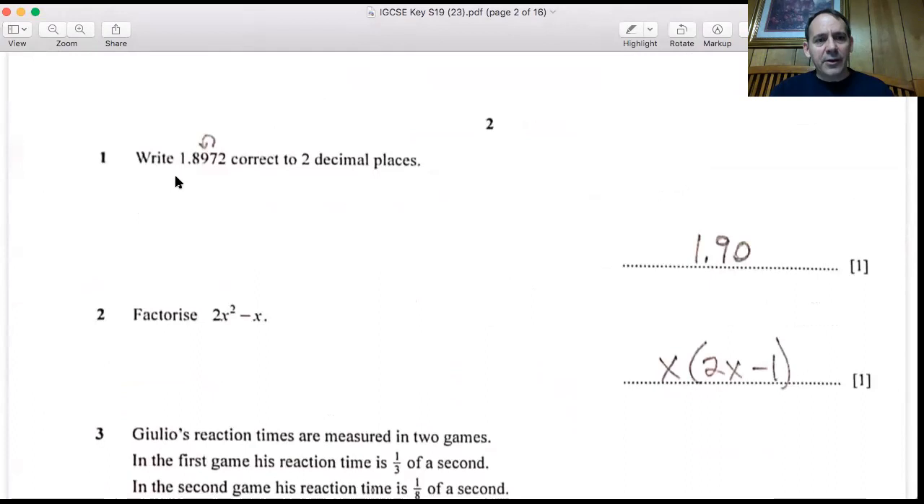First, we have: write this decimal correct to two decimal places. So two decimal places would be the 8 and the 9. The number after it is the 7. So this 89 needs to round up to 90. And so it should be 1.90. Don't forget to put the 0 because it's two decimal places.